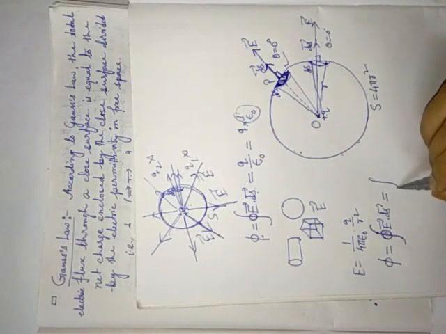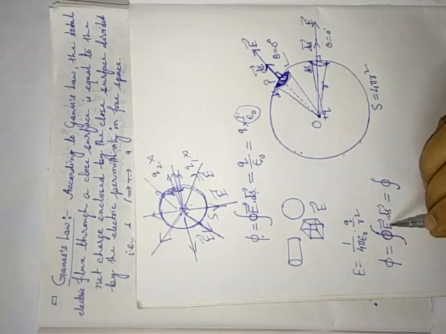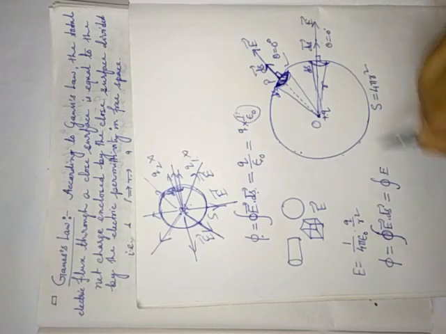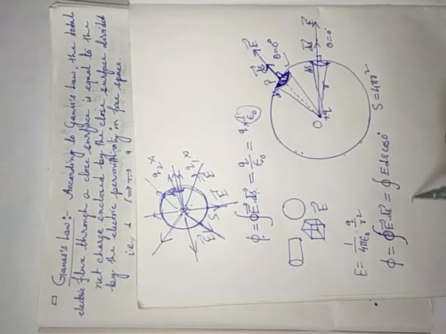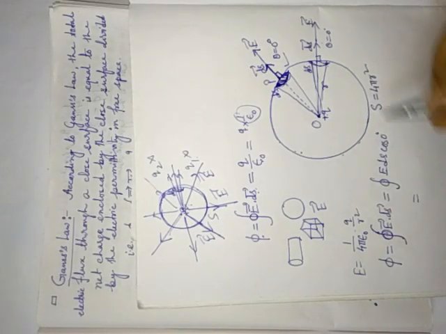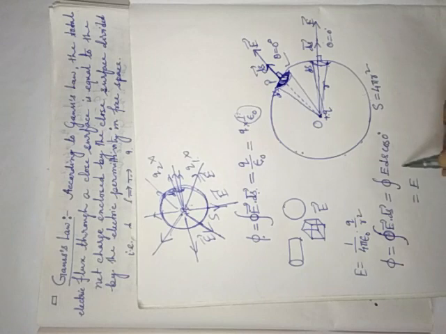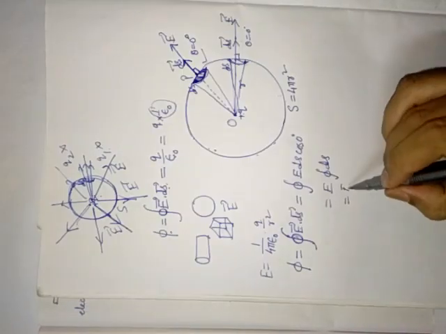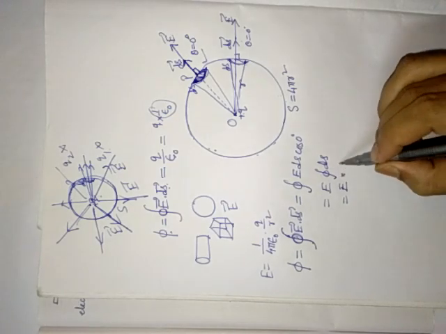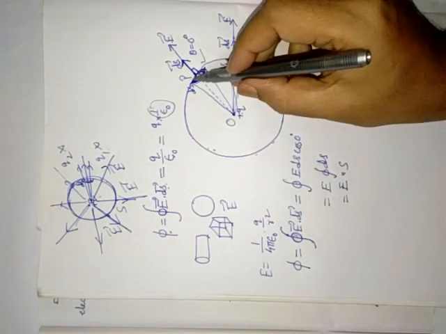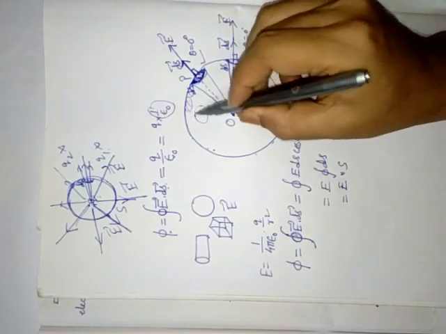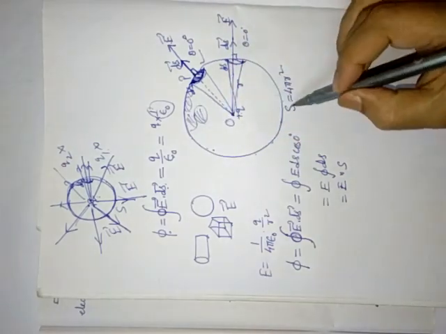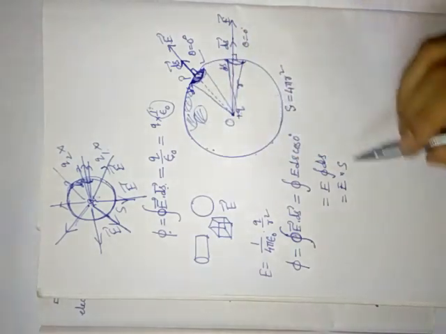Now see, in the integration, since the angle between E vector and ds vector is 0 degree, it is E ds cos 0 degree. Cos 0 degree is 1, and E is constant at every point on the sphere, so it will come out of the integration. Integration of ds means S, the whole surface area. If you add all the small elements ds, you will ultimately get the whole spherical area.